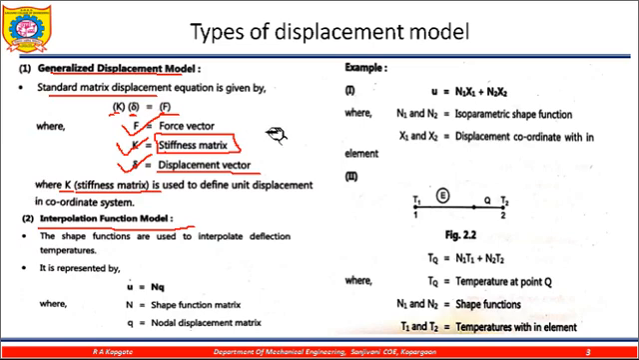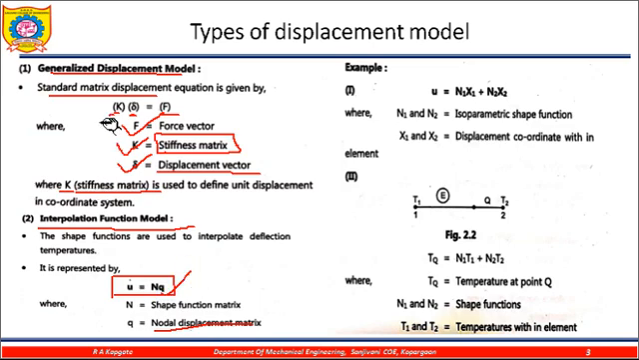To find the displacement, the formula for the interpolation function is: u, that is the displacement, is equal to your shape function multiplied by your nodal displacement matrix. So u is equal to shape function multiplied by the nodal displacement matrix.